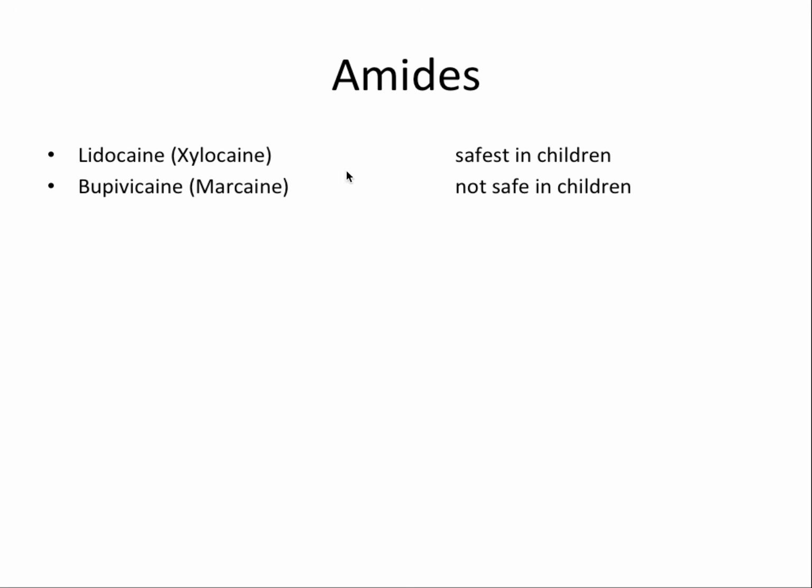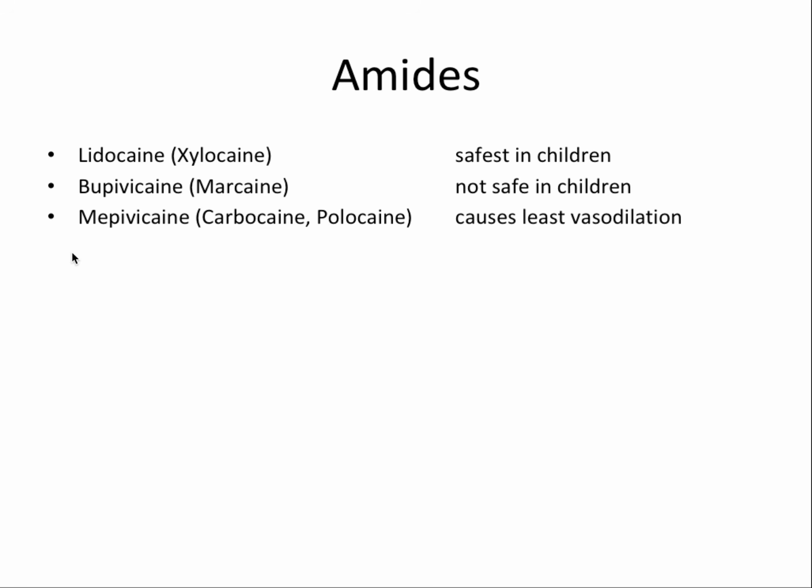Bupivacaine, also known as Marcaine, is the exact opposite. It's not safe to use in children. Next we have mepivacaine, which is also known as carbocaine or polocaine, and this one causes the least amount of vasodilation.